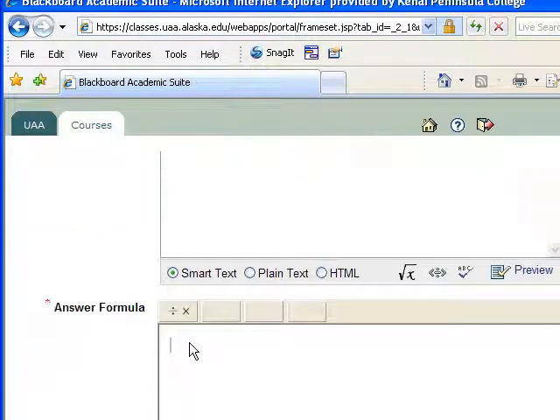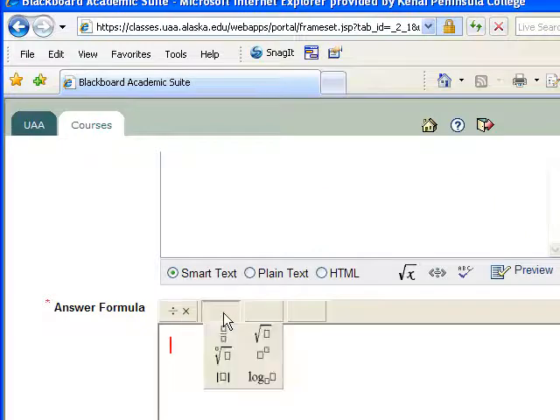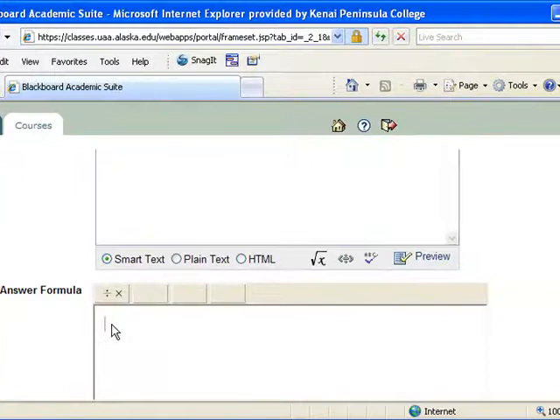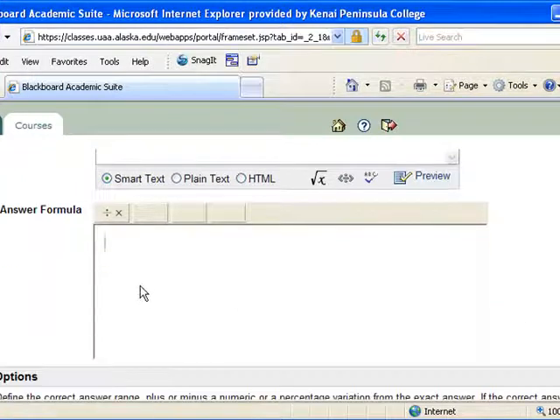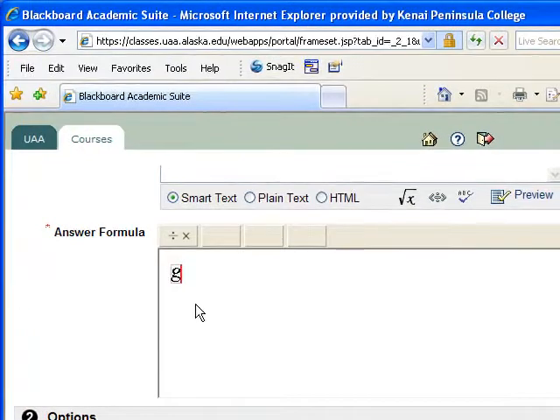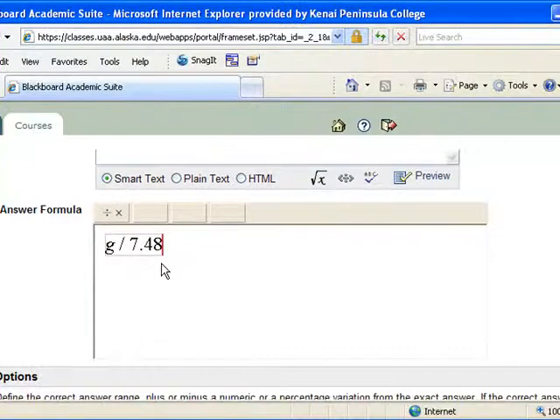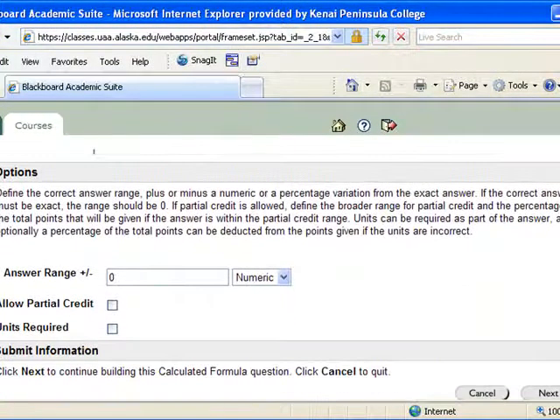Then here I go to the answer formula. There should be actually more. Yeah, there are more choices here. I don't know why they don't show up right away. So here I go in, and it's pretty much take the variable G and divide by the correct conversion of 7.48. Then it gives a number of options down here, but I'm not going to touch these yet.